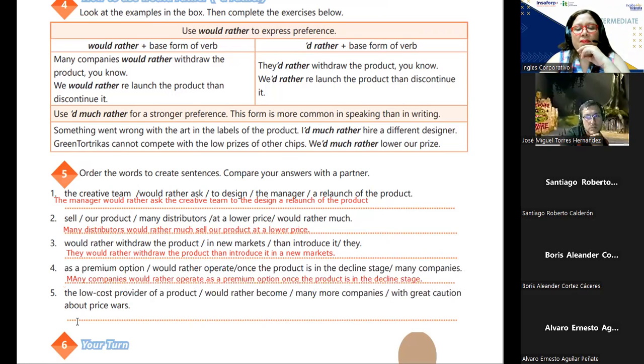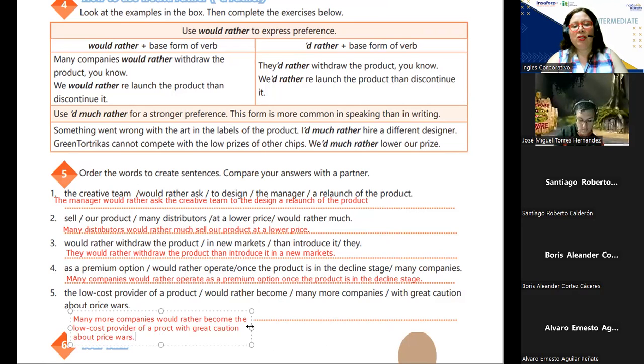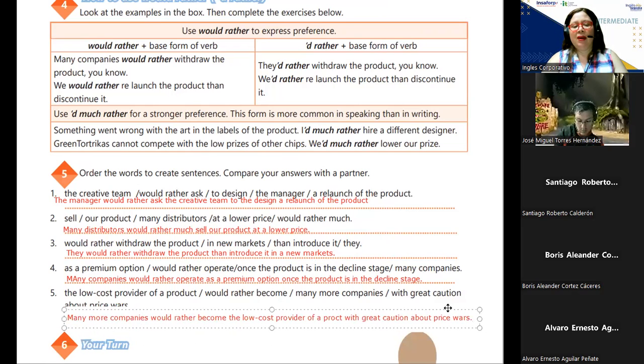Many more companies would rather become the low cost provider of a product with great caution about price wars. Price wars can eliminate the companies.